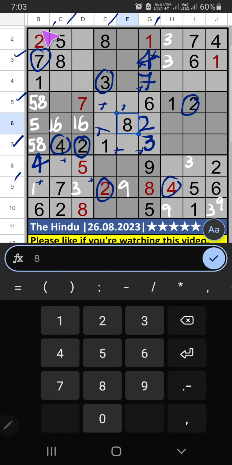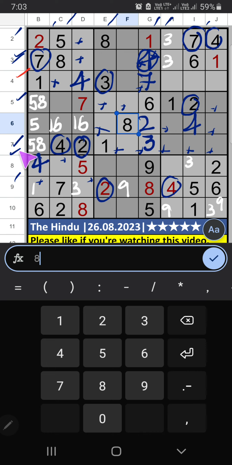Column C, 7th row, 3rd row, we have 4. So 4 can't come in these cells, then 4 is confirmed here. Column H, column J, we have 4. 7th also we have 4. So 4 can't come in these cells. Then 4 is confirmed here.